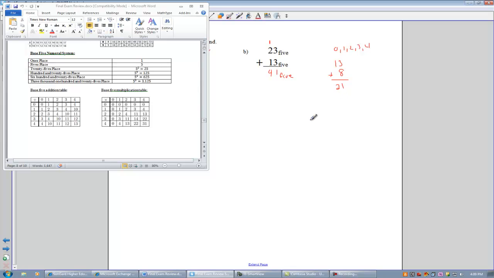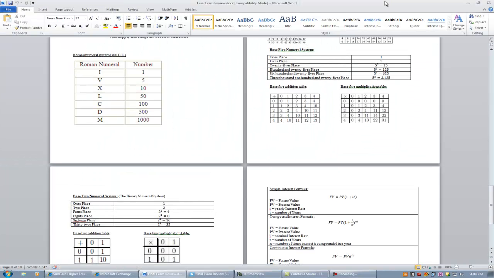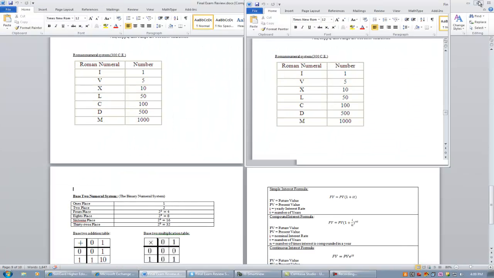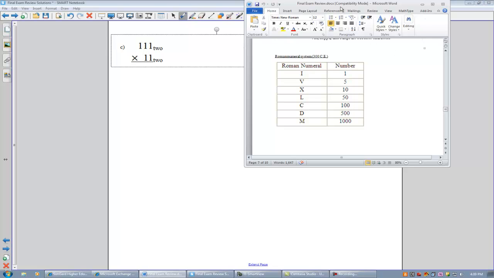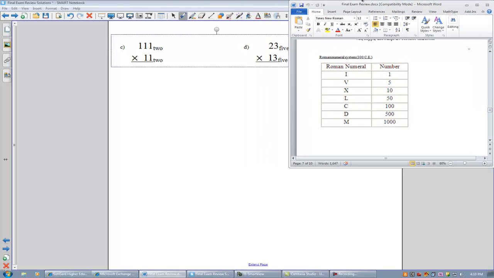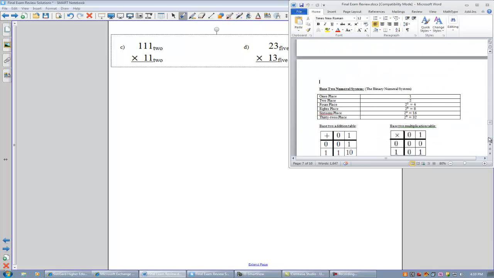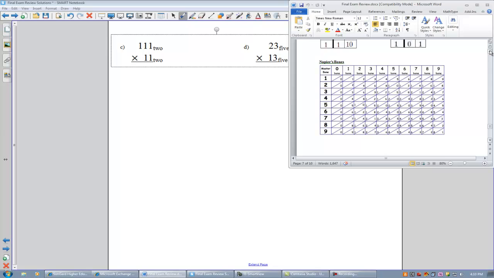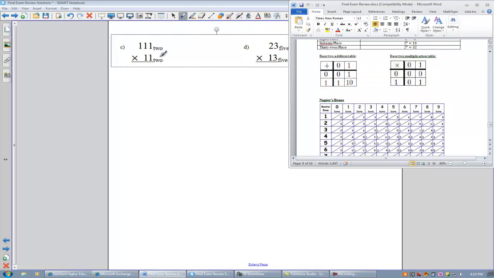All right. The next problem, instead of addition, now we're going to do multiplication. On multiplication here, let's start with base 2. So let's go back to the base 2 tables. And so on base 2, I'm going to multiply.